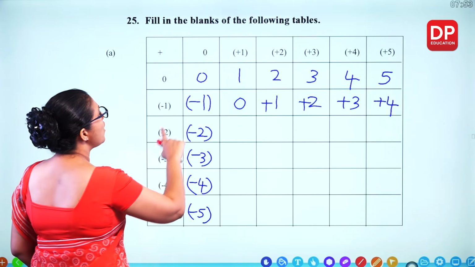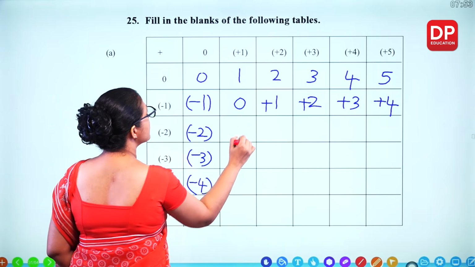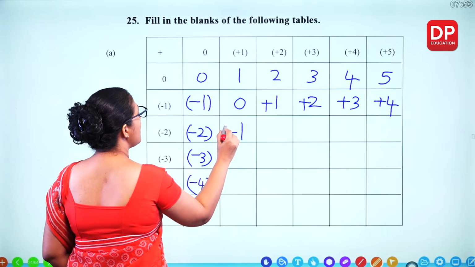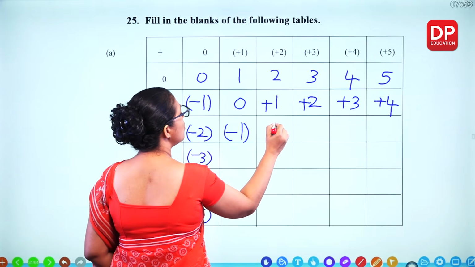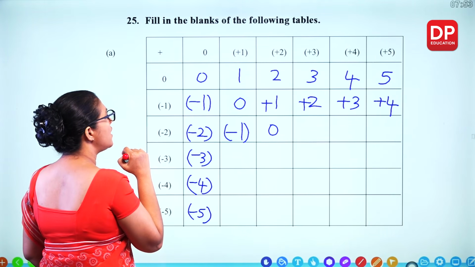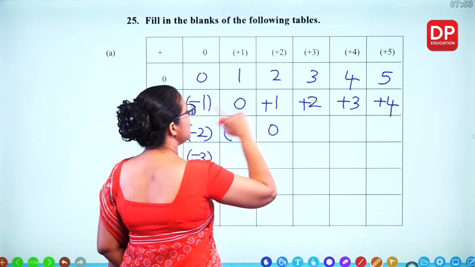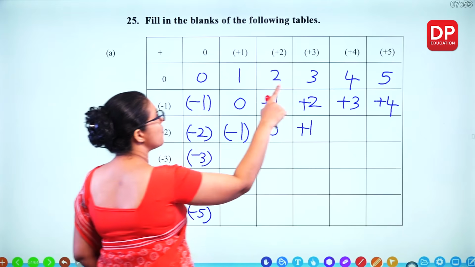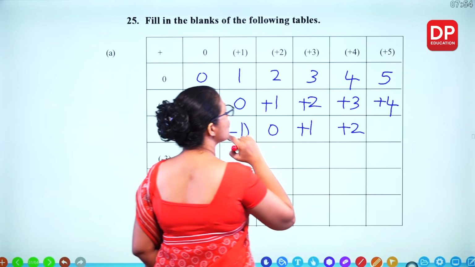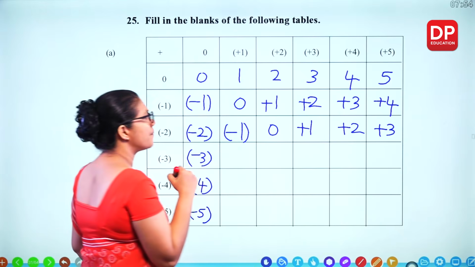Now minus 2 and plus 1. 1 is positive, 1 is negative. Take the difference and put the sign of the bigger number. Minus 2 plus 2, you get additive inverse, that's 0. Minus 2 and plus 3, the difference is 1, you get plus 1. Minus 2 plus 4, you get plus 2. Minus 2 plus 5, you get plus 3.